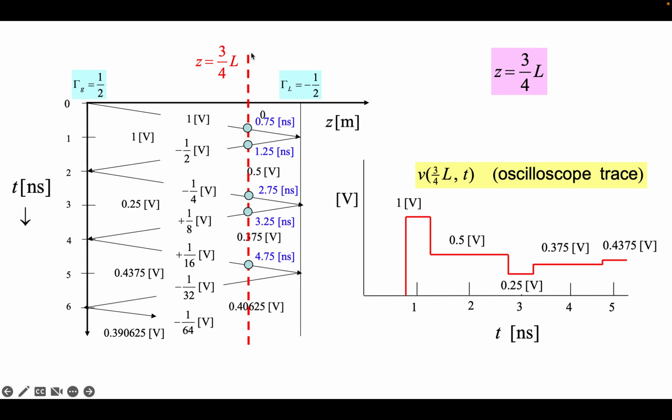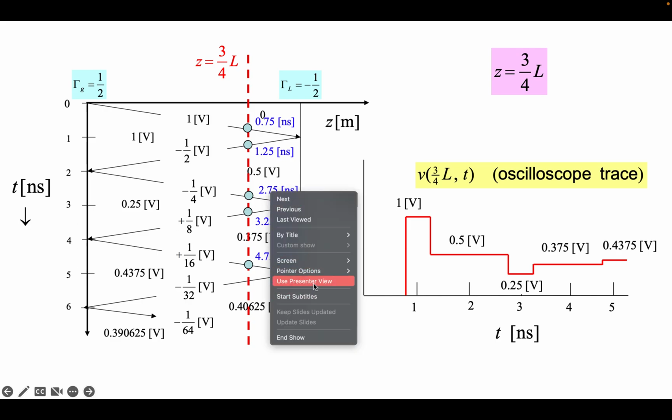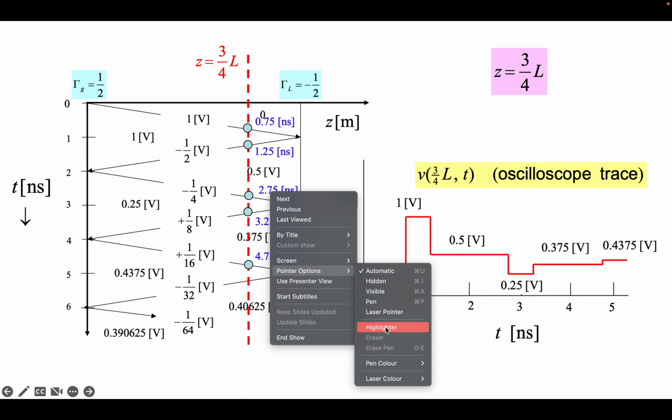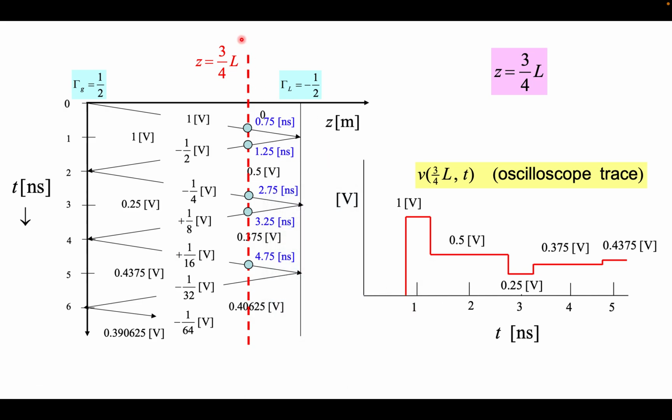I need to find the value at z is equal to 3L by 4, right? So let me just use the pointer. Here you can see you need to find that z is equal to 3L by 4. So basically your z is constant now, but your time is changing, right? So you can just draw some vertical line at that position.